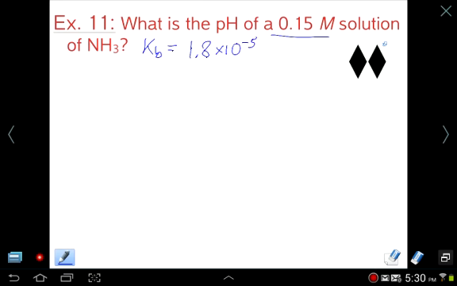And so we can now use this value, 1.8 times 10 to the -5th, set up the icebox, and find the pH of our solution. Again, we're throwing a molarity down for a weak base and asking for its pH. We can predict the pH before actually running the experiment. So let's go ahead and set this up.